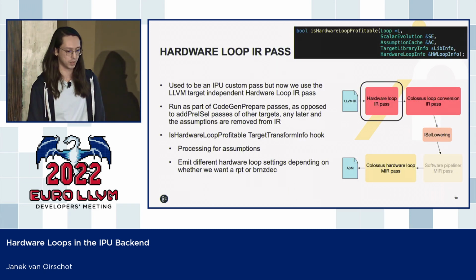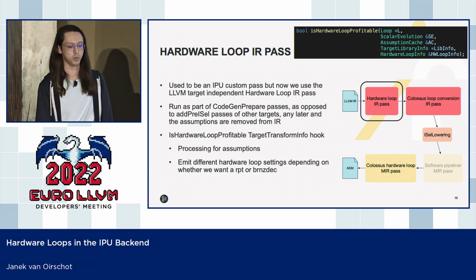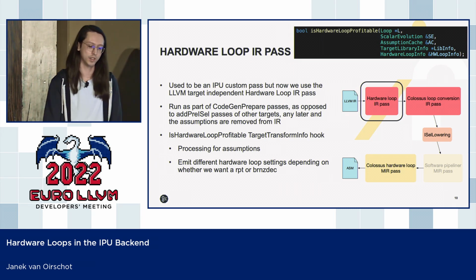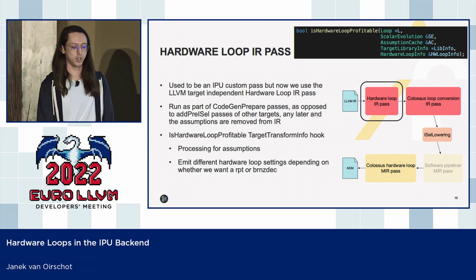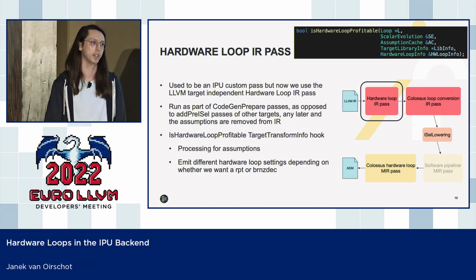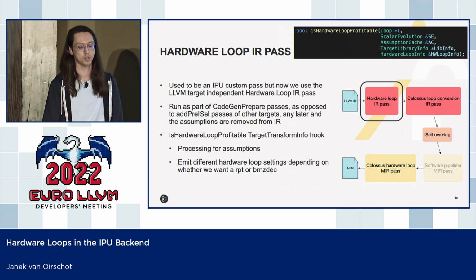The first pass, the hardware loop IR pass, used to be a custom pass in our case, but we've since moved towards the target-independent hardware loops pass. It is run as part of the codegen prepare passes as opposed to the add pre-ISel passes that a lot of other targets put it in. The reason is that if we place it any later than the codegen prepare passes, it will have removed the assumptions, and we actually make use of the assumptions.